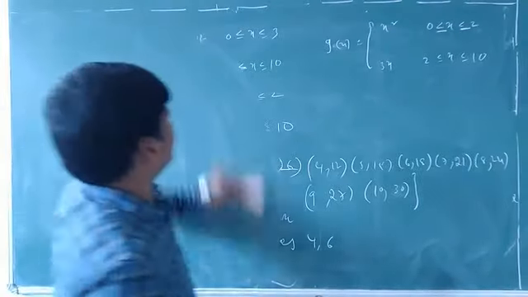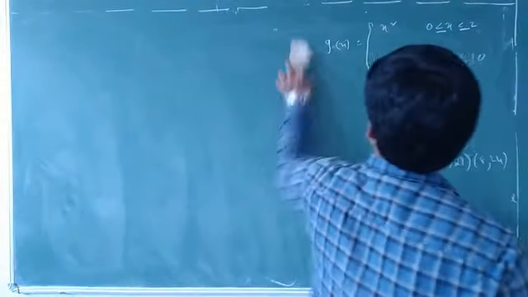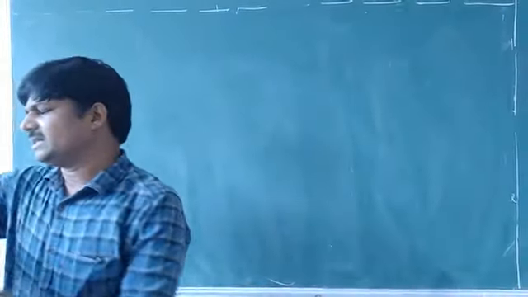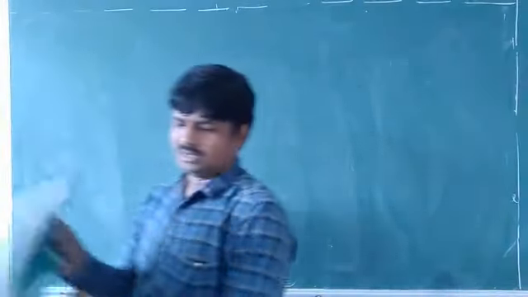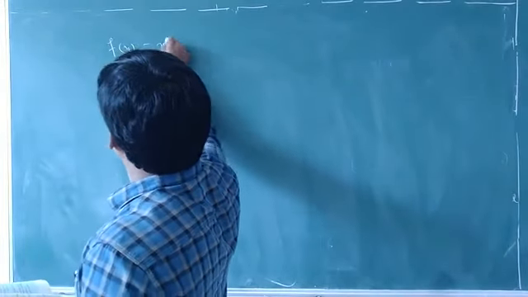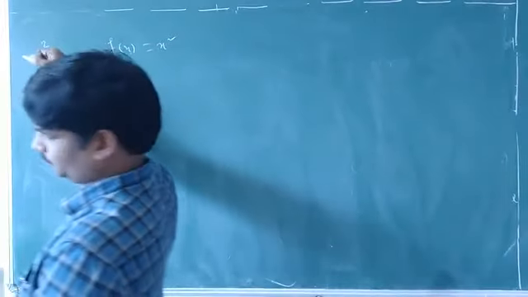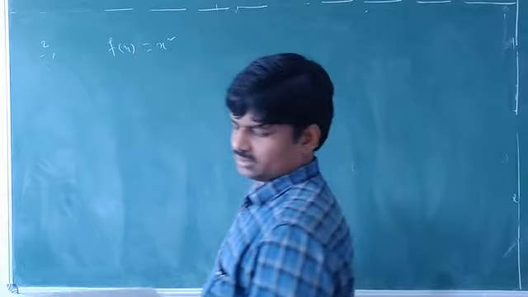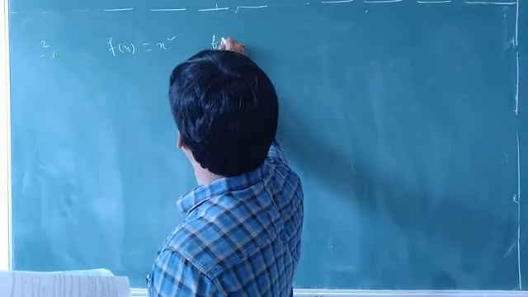Next, one more question is there. That was the last question from this chapter. So, what is the question? Very easy question. We have to simplify that much only. Okay. What is given here? f of x is equal to x square. It is question number 2 from miscellaneous exercise. Okay. So what is it asking?